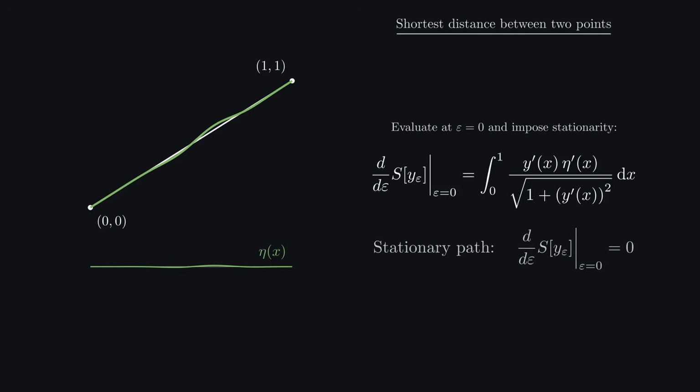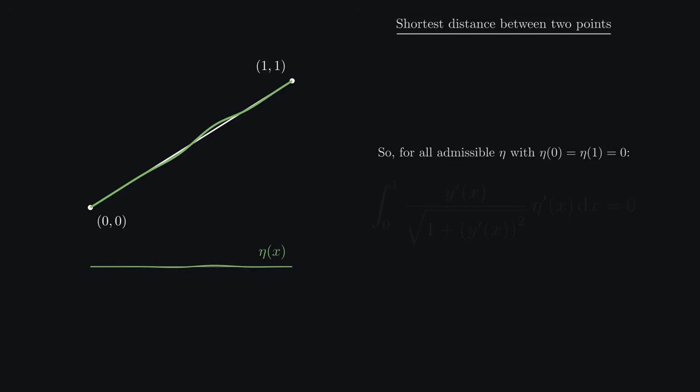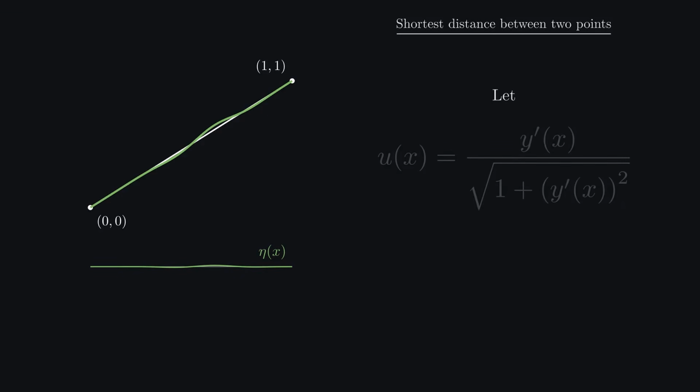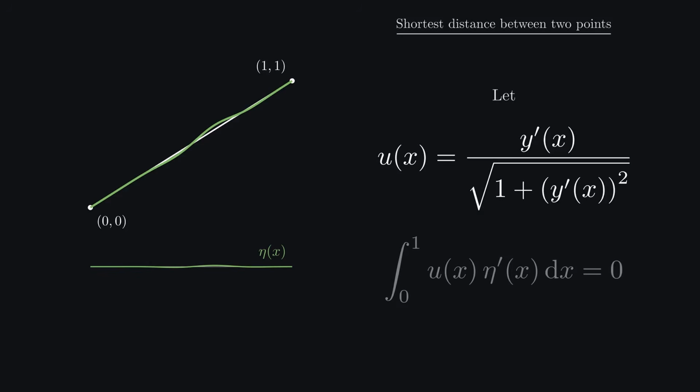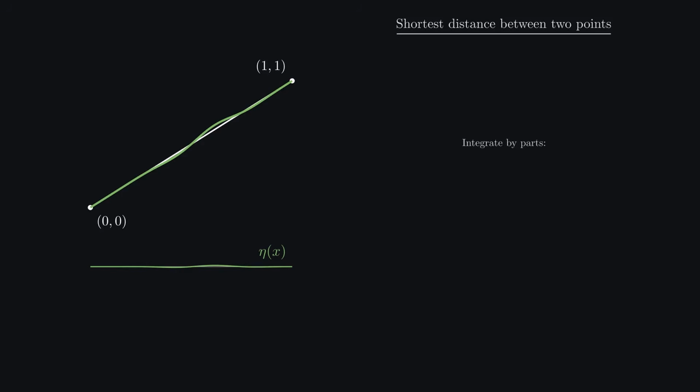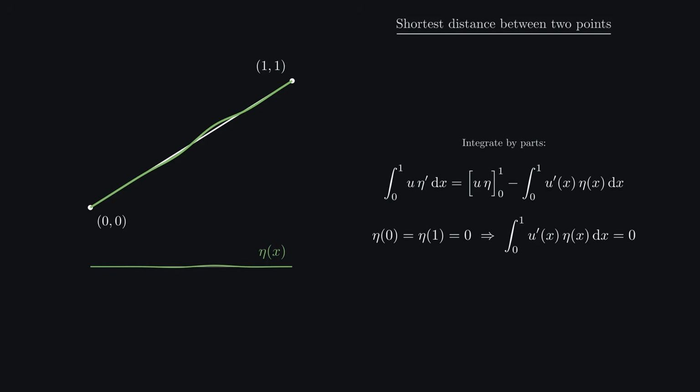Since the function eta was arbitrary, we have, for all admissible eta, this equation here. This still looks pretty complicated, but there is a trick we can use. If we perform this substitution here, then we can use everyone's favorite integration technique, integration by parts, in order to make things a little more clear. Since the function eta is 0 at the endpoints, we get some simplification, and we end up with this equation here. Notice that the integrand now contains the function eta.